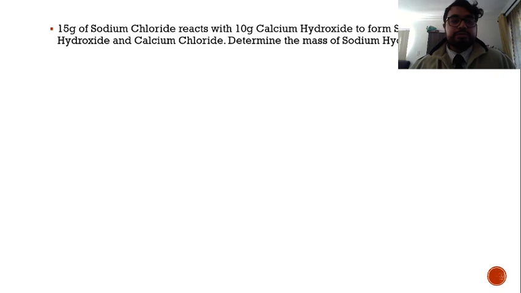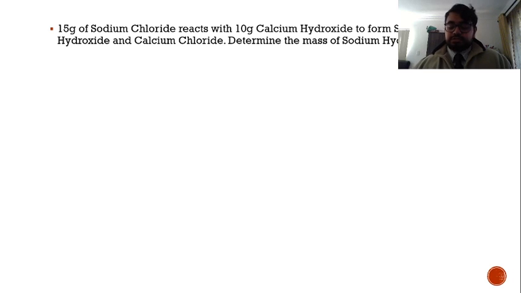Of a compound. Okay, so the question reads: 15 grams of sodium chloride reacts with 10 grams of calcium hydroxide to form sodium hydroxide and calcium chloride. Determine the mass of sodium hydroxide. So this is a typical test or exam question, right? A lot of information has been given.